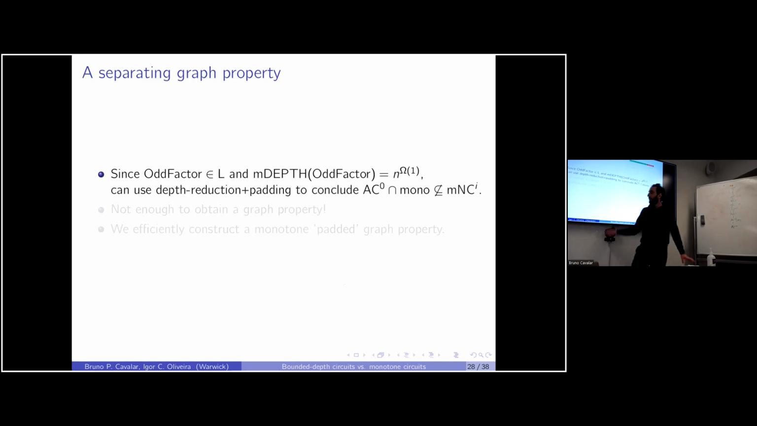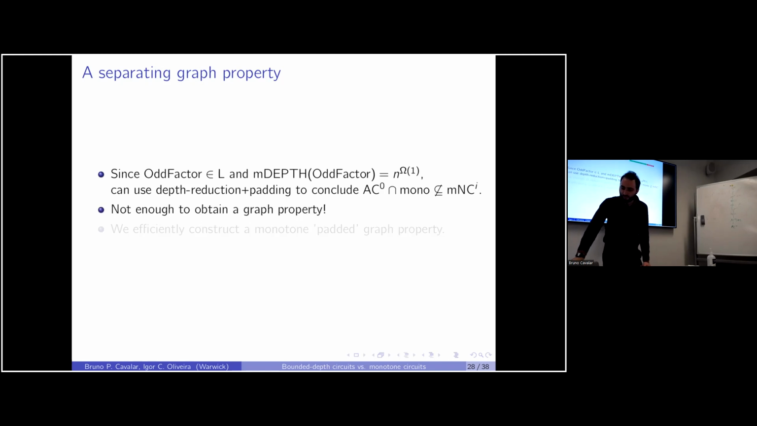So now again, odd factors in log space. We have this depth upper bound, and just like I showed this simulation of parity L by AC0 parity, you can do L by AC0 clean without parities. So you get a similar separation, but this is not enough to obtain a graph property because odd factor is a graph property, but when you do this padding, you break it.